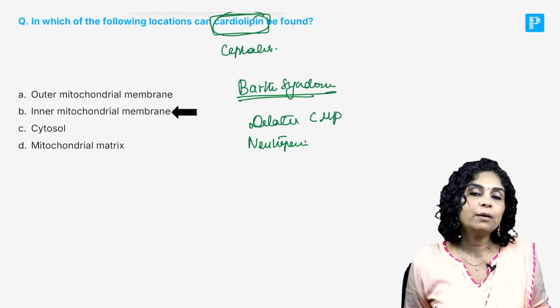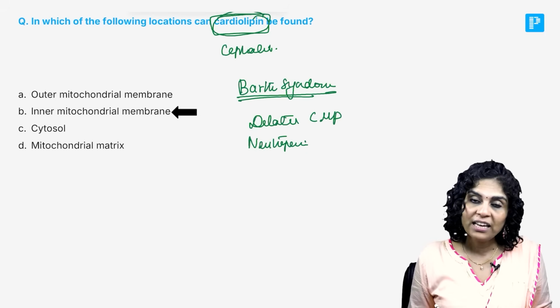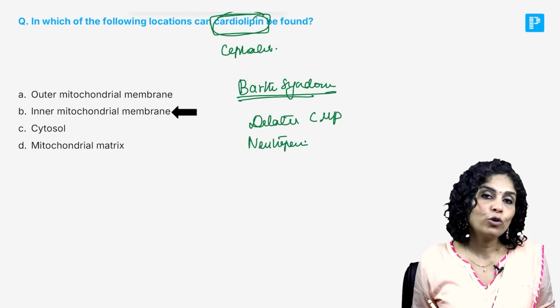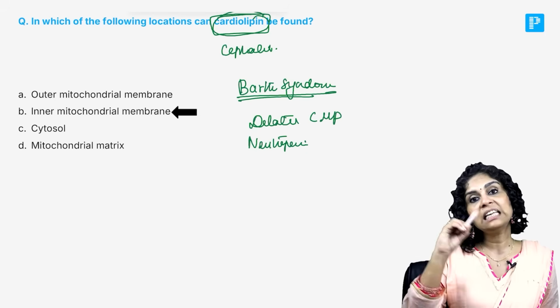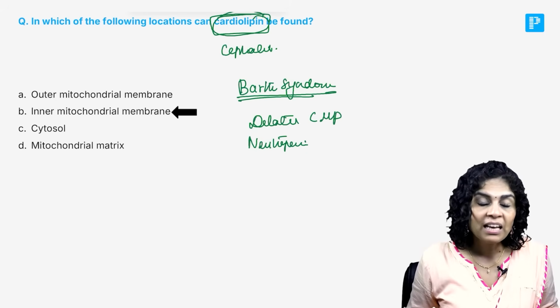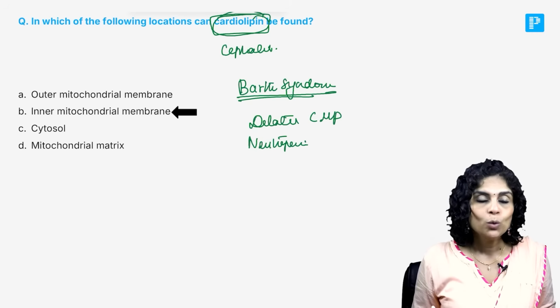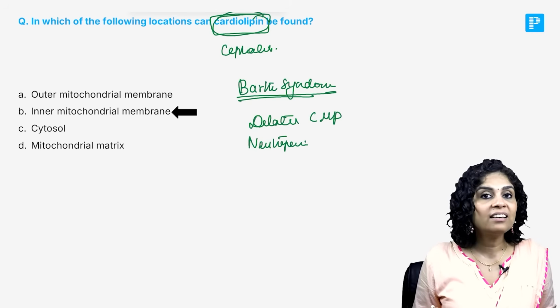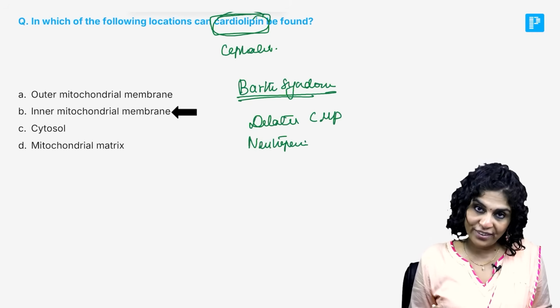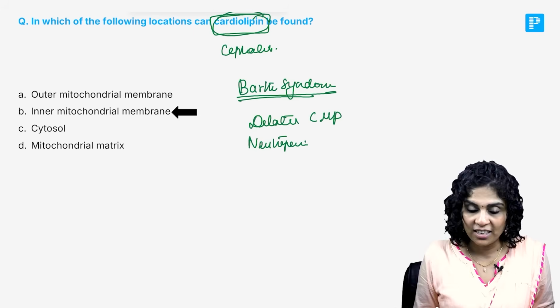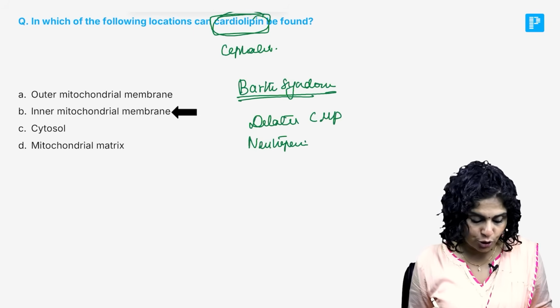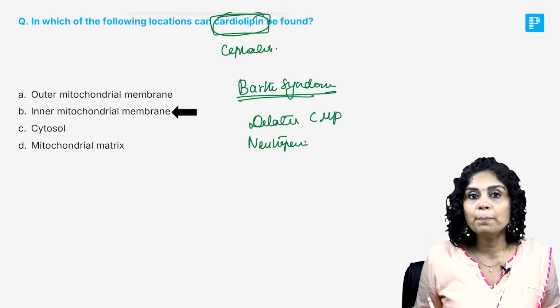If you know these facts about cardiolipin, that is enough. Cardiolipin is a glycerophospholipid that is present along the inner mitochondrial membrane. A defect of cardiolipin synthesis causes Barth syndrome, which is characterized by dilated cardiomyopathy, heart failure, and neutropenia. So the answer for this question is choice B, inner mitochondrial membrane.